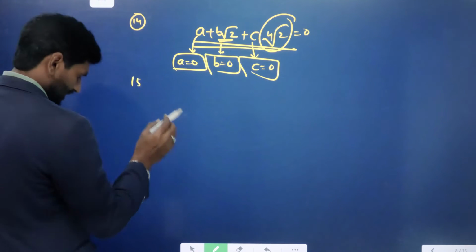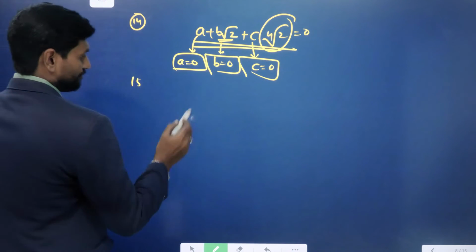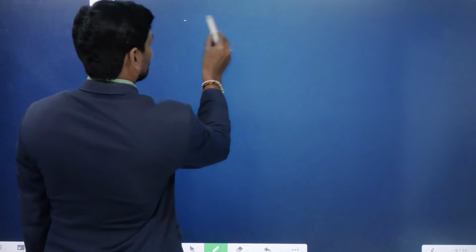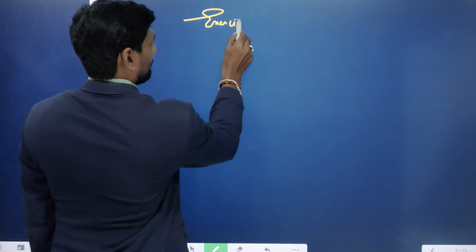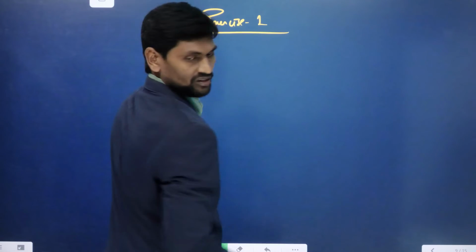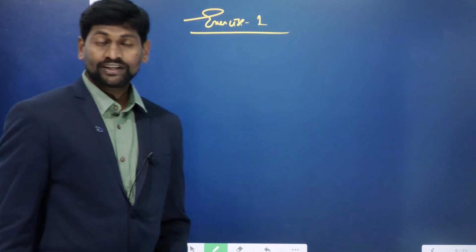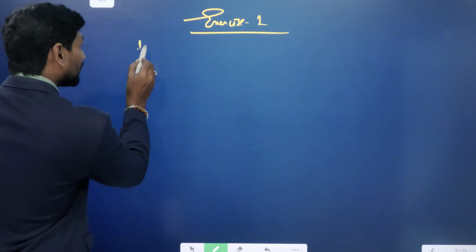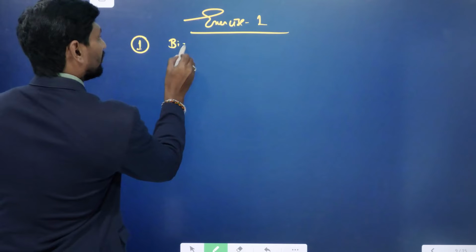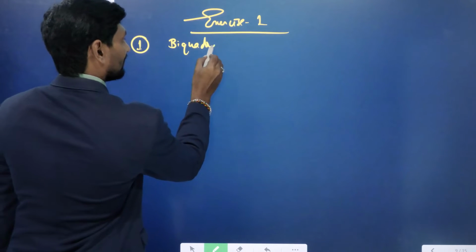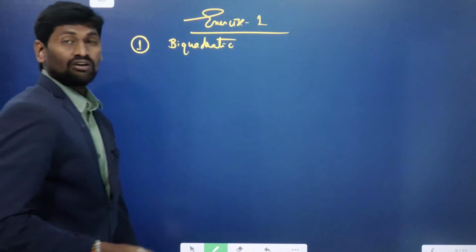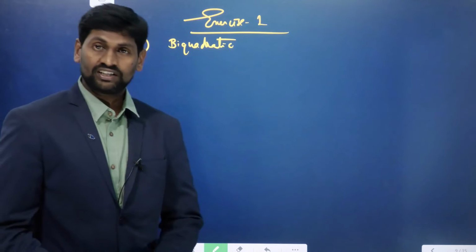Question number 15. Sorry, exercise problems now. Let us go to exercise 1. Exercise 1 problems. Surd of order 4 is called, very good, biquadratic. Surd of order 4 is called a biquadratic surd.